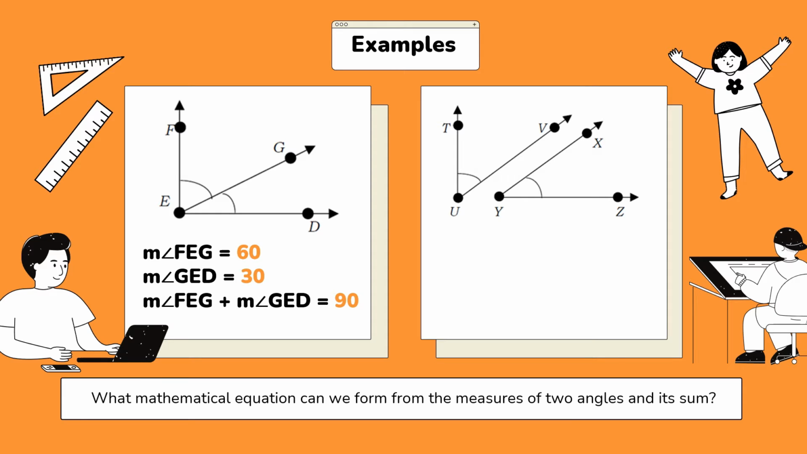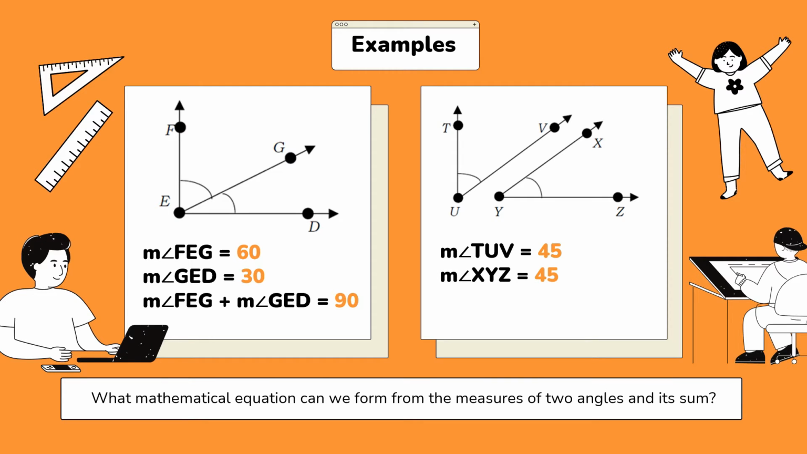The mathematical equation that we can form in terms of the measure of two angles and its sum is the measure of angle FEG plus the measure of angle GED is equal to 90 degrees. Meaning, if we add these two angles, 60, the measure of angle FEG, and 30, the measure of angle GED, we got 90 degrees.